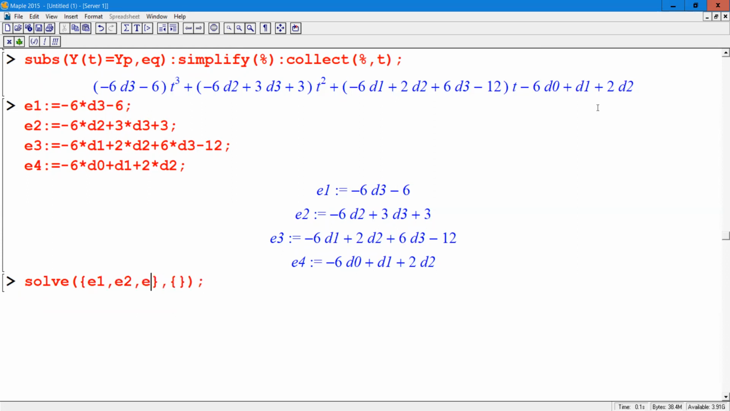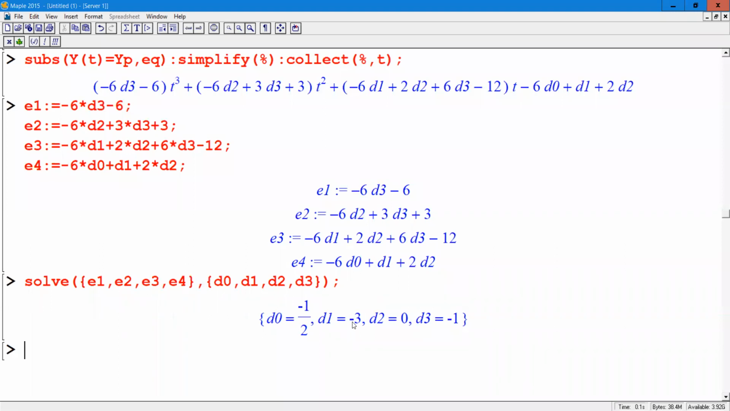E1, E2, E3, and E4. We have 4 equations with 4 unknowns. Okay, you can see we have 4 equations, E1, E2, E3, and E4 with 4 unknowns. We will solve these 4 equations with 4 unknowns. D0 is minus half, D1 is minus 3, D2 is 0, and D3 is minus 1.